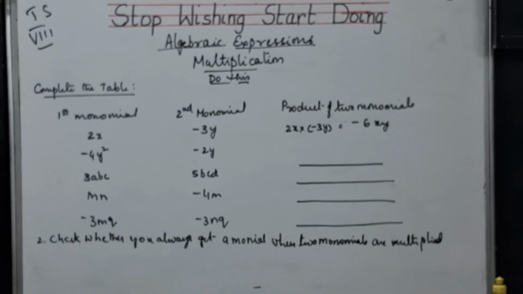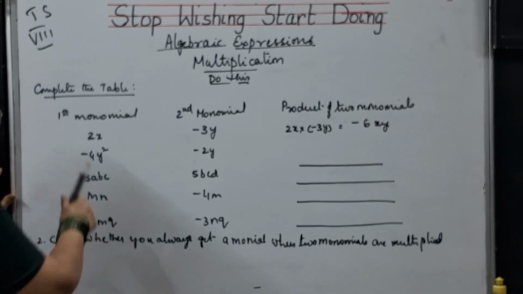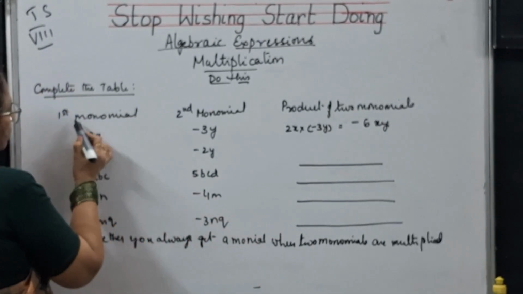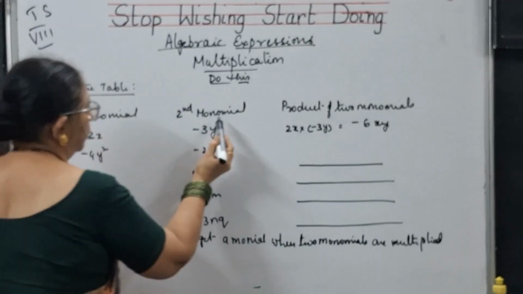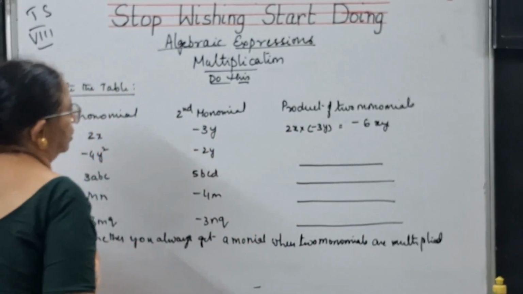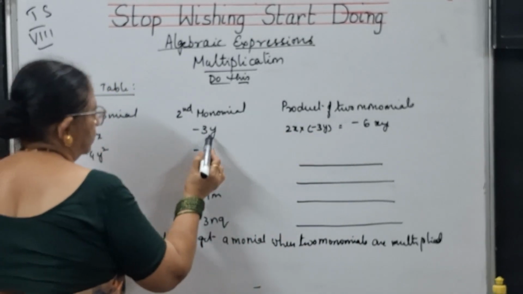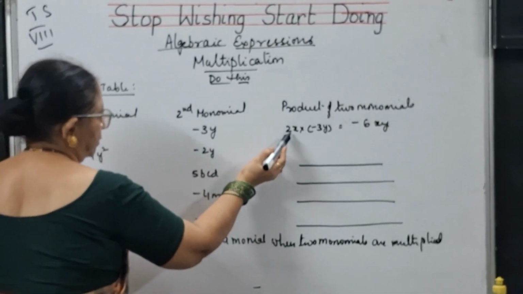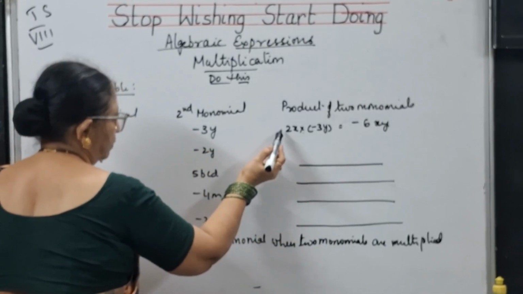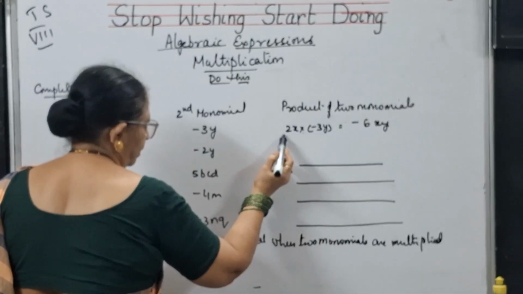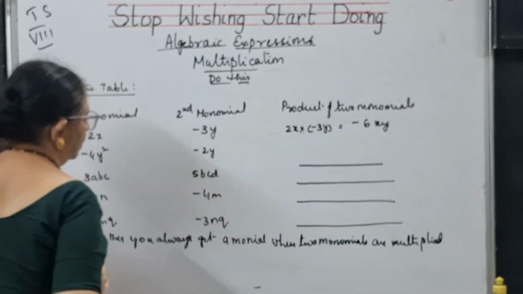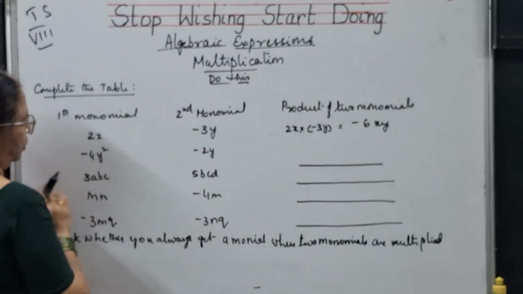Now let us do this sum. There is a table given to you. In this, the first one they have already done. Complete the table. It has first monomial, second monomial, product of two monomials. 2x into minus 3y. So plus into minus, minus, 2 3s are 6, xy. Remaining we need to do.